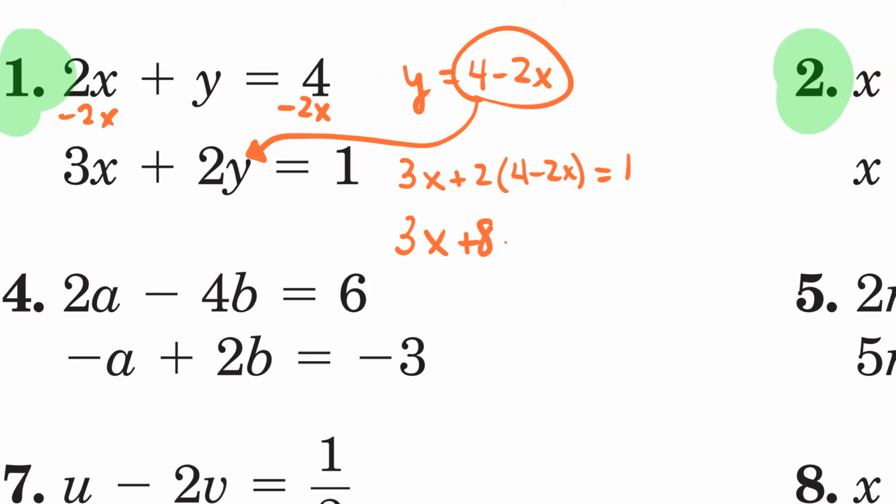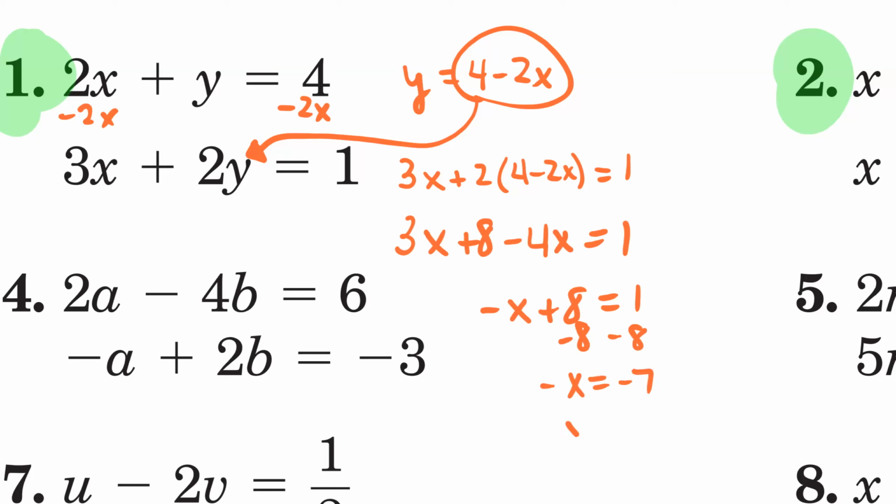Alright, so plus 8 minus 4x equals 1. Negative x plus 8 equals 1. Yeah, because that's the right side. Negative x equals negative 7, so that means x equals 7.